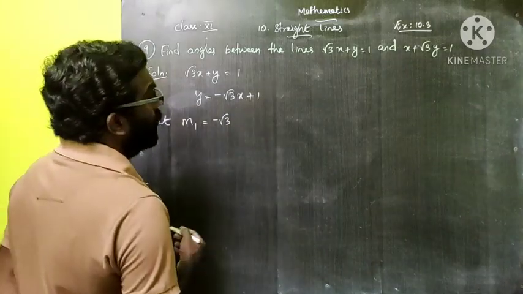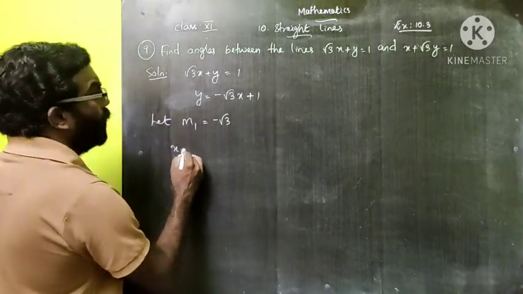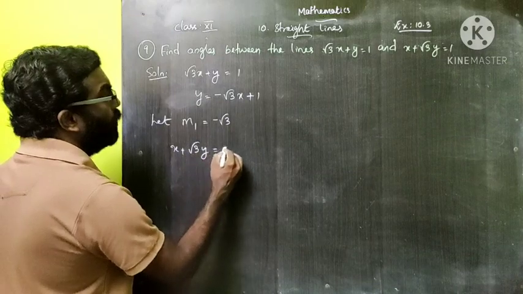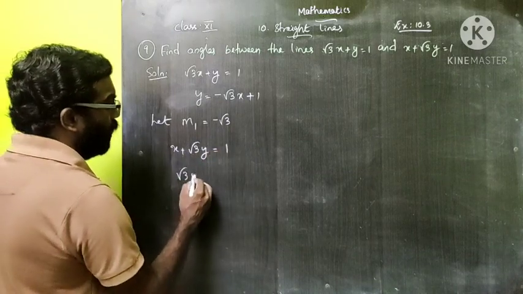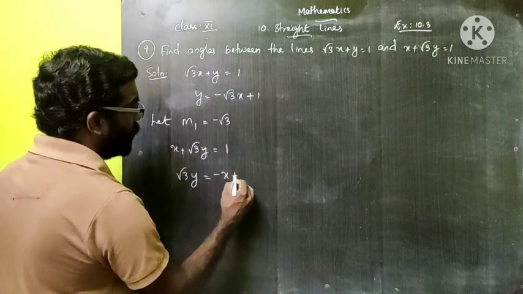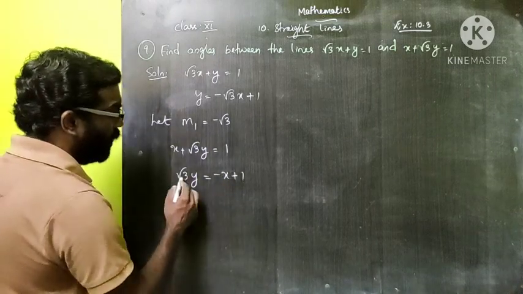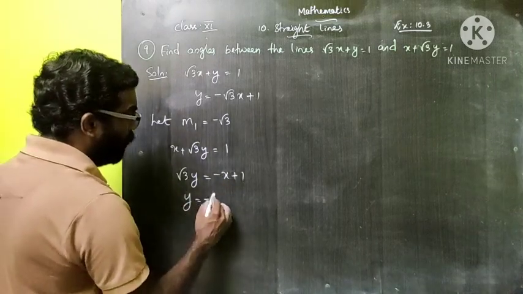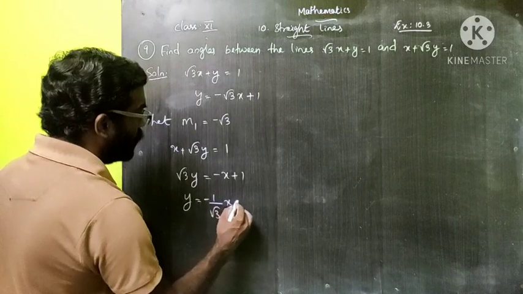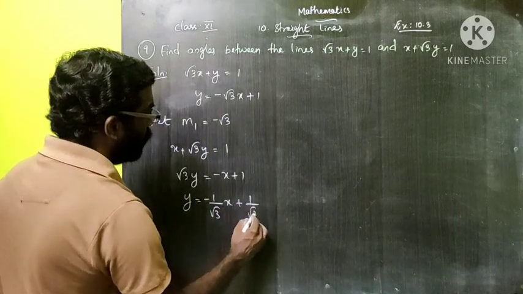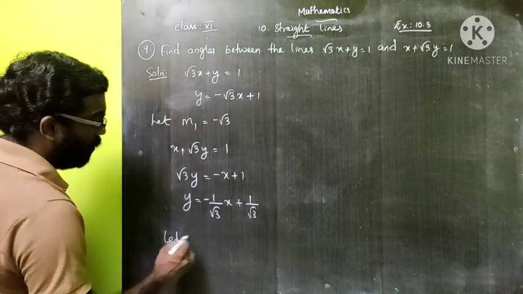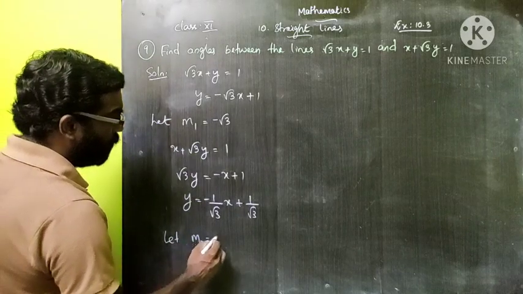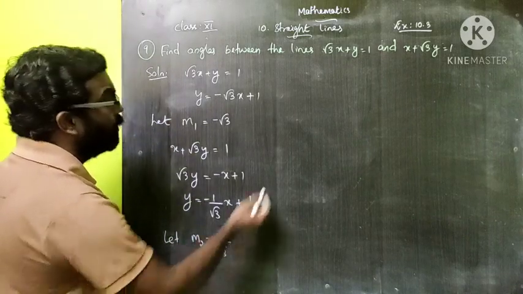Then consider the second one. x plus root 3 y is equal to 1. Root 3 y is equal to minus x plus 1. We can divide throughout by root 3. So y is equal to minus 1 by root 3 x plus 1 by root 3. And let it be m2. Let m2 is equal to minus 1 by root 3.